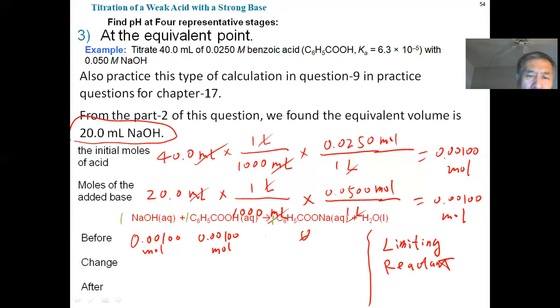So therefore, both of them are limiting reactants. So this is a limiting reactant, and this is also a limiting reactant. So they're both used up. So therefore, the change for both of them is the same. So therefore, we will produce the same amount, the same moles, of the conjugate base. So after the reaction becomes 0, then this becomes 0.00100.